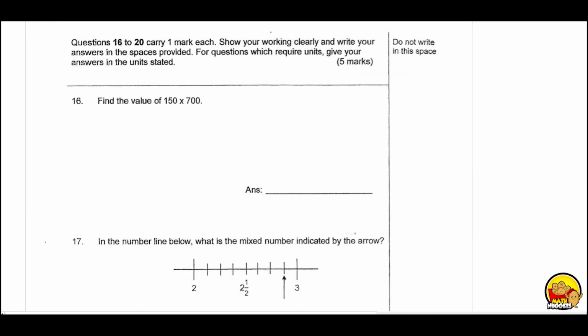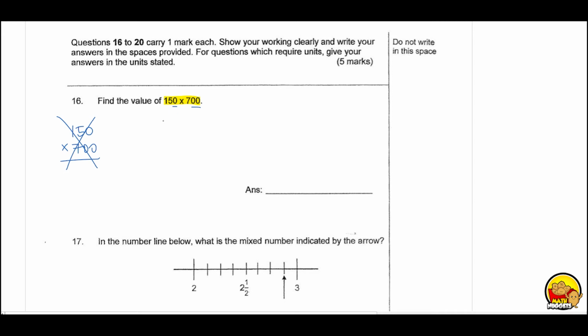Next, we move on to booklet B, question 16. Find the value of 150 times 700. Now, if you notice, there are many zeros here. I am not going to do this 150 times 700 directly. Please don't do this. You're going to end up with a lot of zeros and you're going to be so confused. I am going to ignore the zeros.